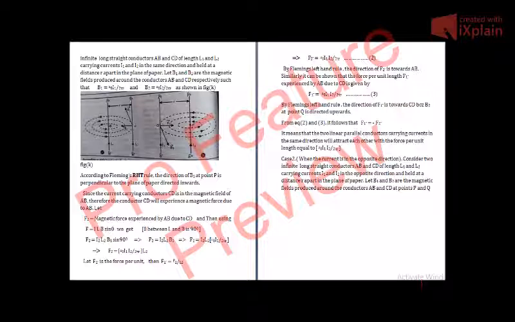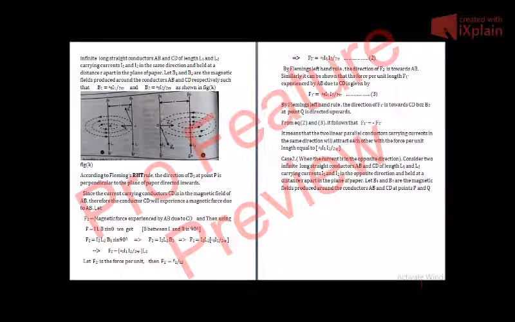From the two figures, figure A and figure B, you can see that wire CD is placed in the magnetic field of wire AB. When a current flows through wire AB, a magnetic field is produced around it, and the direction of the magnetic field is given by the right hand thumb rule. The magnetic lines of force are concentric circles, as you can see from the figure. So when we put another wire, CD, in the magnetic field of AB, this CD will experience a force.